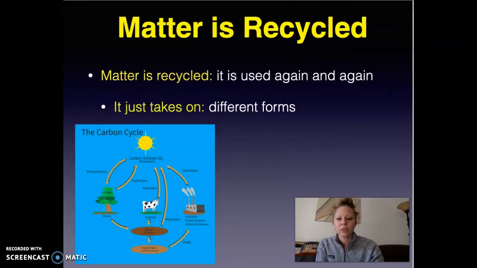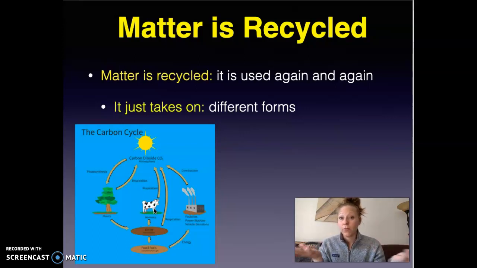So matter is recycled, just like we said. It is used again and again. It takes on different forms. So here, if we track carbon specifically, let's start here with the plant. The plant will take it in. And then something will eat plants, so an animal will eat plants. And so that carbon becomes part of the cow. But the cow will excrete it out, and that cow poop will fall to the ground, or the cow will eventually die, and the carcass will fall to the ground. And then it's going to decay, and it's going to become part of the earth.